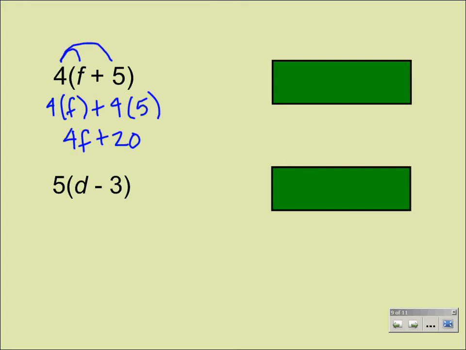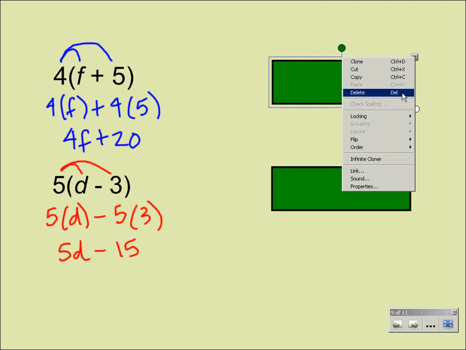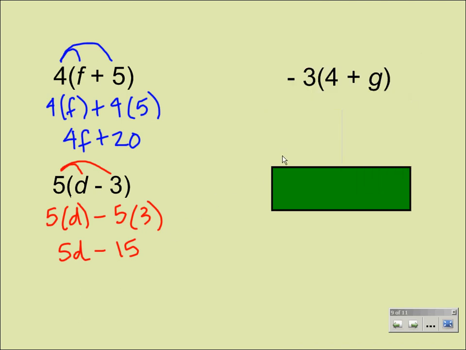Let's take a look at another problem here. 5 times the quantity of d minus 3. If I distribute the 5 to the d and the 5 to the 3, we can bring this down and show our multiplication again. 5 times the quantity of d minus 5 times the quantity of 3. We go ahead and simplify by order of operations. 5 times d is 5d, and 5 times 3 is 15. We can't bring it down any further or combine it any further because there is no more like terms.